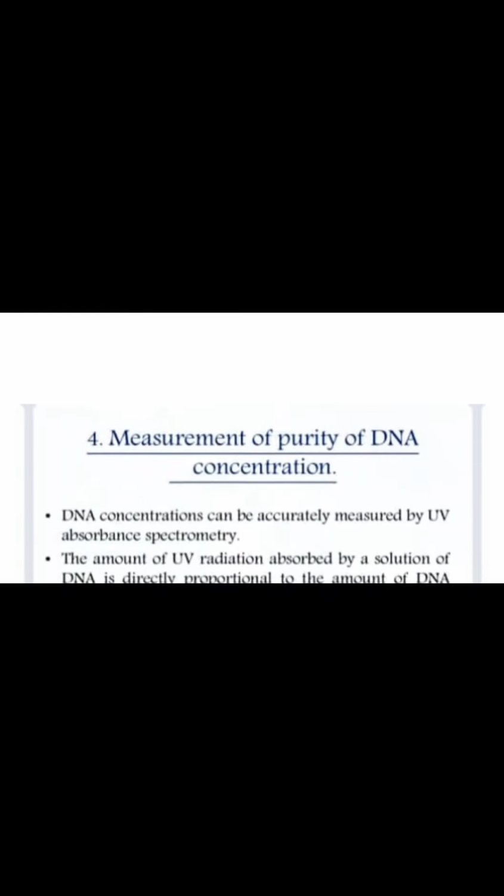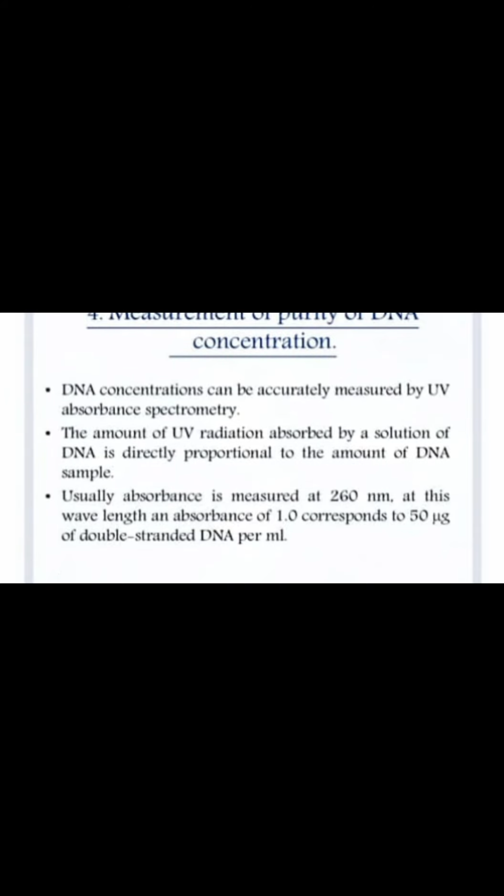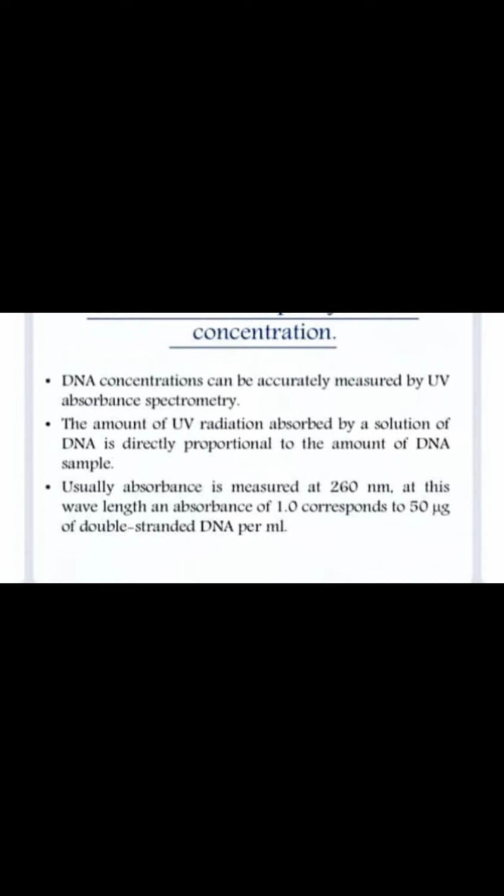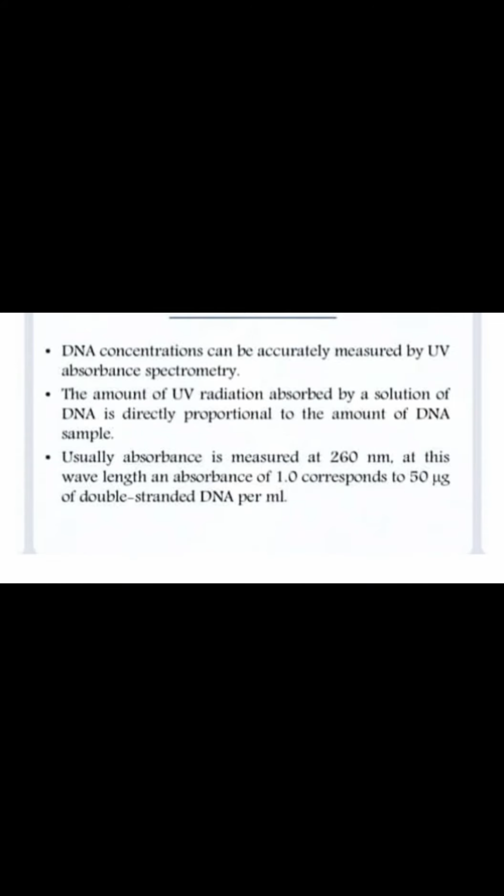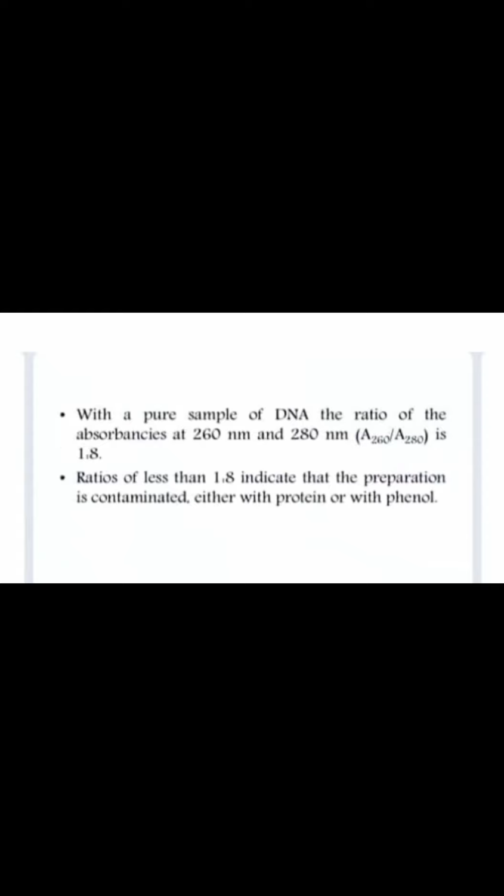Next, measurement of the purified DNA concentration. After purification, of all the steps what we have got, we need to measure. DNA concentrations can be accurately measured by UV absorbance spectrometry. The amount of UV radiation absorbed by a solution of DNA is directly proportional to the amount of DNA in the sample. Usually absorbance is measured at 260 nanometer. At this wavelength, an absorbance of 1.0 corresponds to 50 micrograms of double-stranded DNA per milliliter.